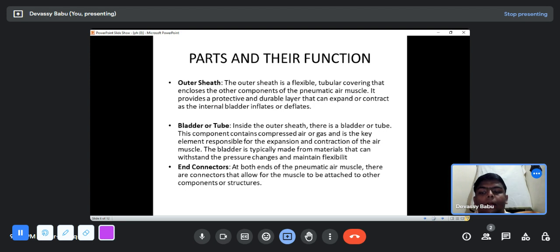The bladder is typically made of material that can withstand the pressure changes and maintain flexibility. And the connectors: at both ends of the pneumatic air muscle, there are connectors that allow the muscle to be attached to other component structures.